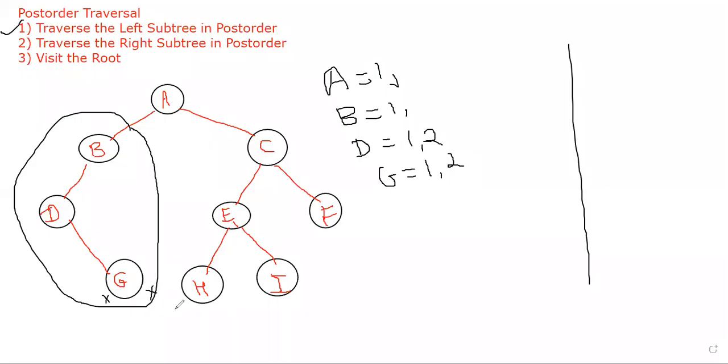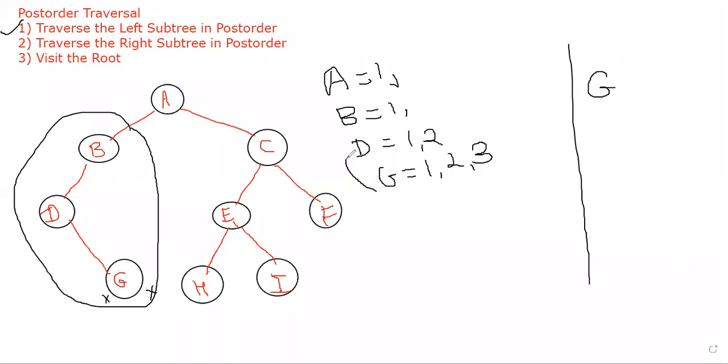Its right subtree is also empty. It doesn't have any child as a right child. So that's why we say it is an empty one. And what is the third step? The third step says that we are visiting the root. So the G we are going to print here.